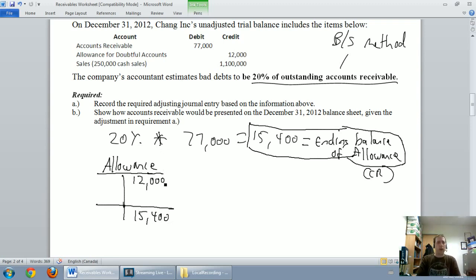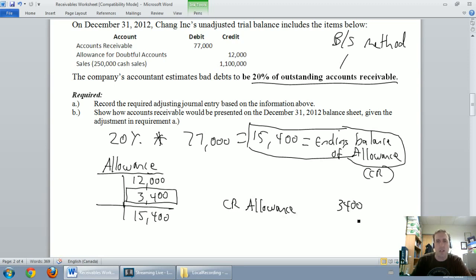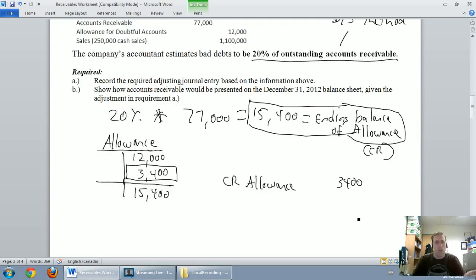So how do I get from 12,000 to 15,400? Well, I'm missing a number. There's sort of a number that needs to plug in here. And the missing number, you can see, has got to be a credit of 3,400. Okay, so I know I need to credit my allowance for 3,400. Again, if it's missing in a T account, the way to remedy that is to do a journal entry. So on December 31st, I'm going to credit my allowance for $3,400.